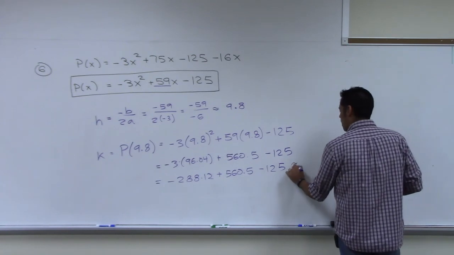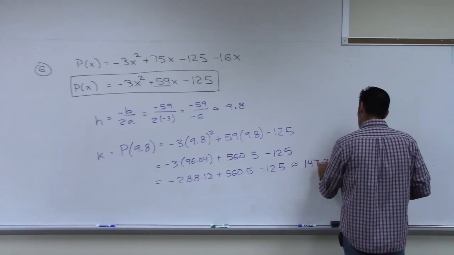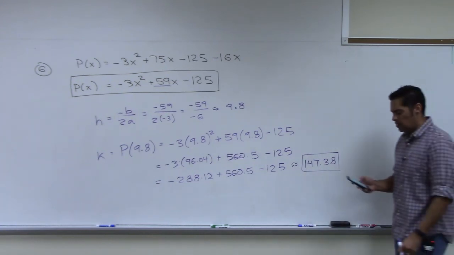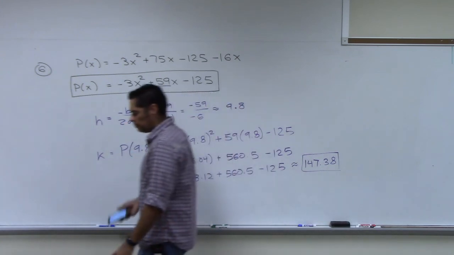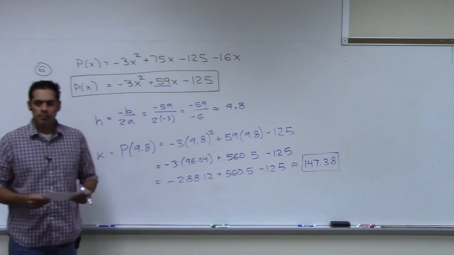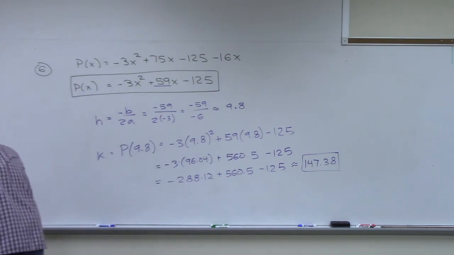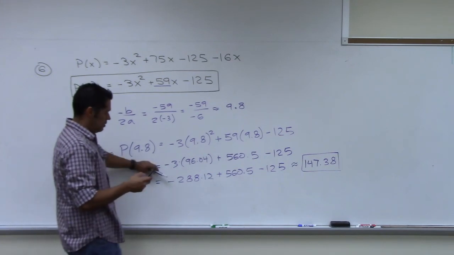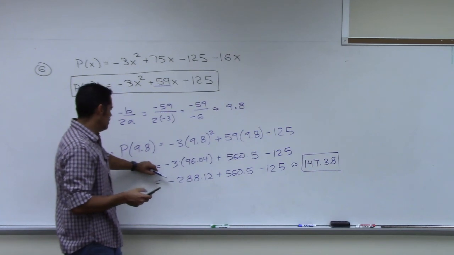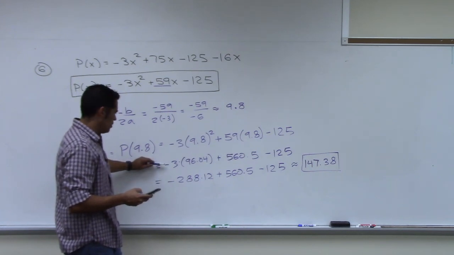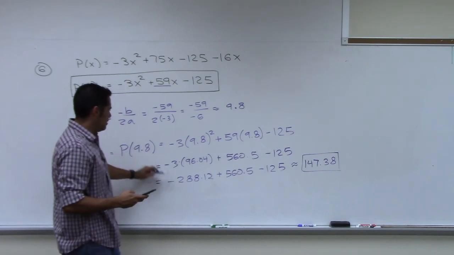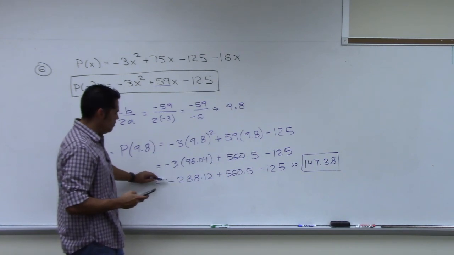I'm getting something like 147.38. Right? Anyone else get something like that? You got 165? Did I type this in wrong? 288.12 plus 560. Try this again. 96.04 times. Did y'all get that? 288.12?